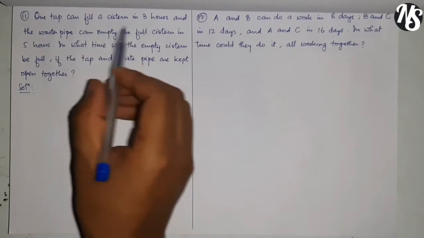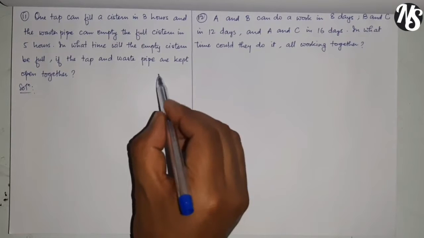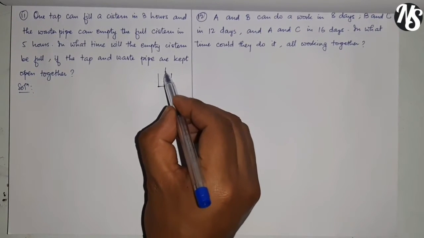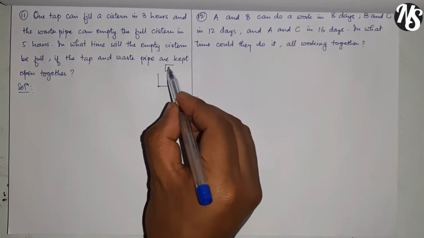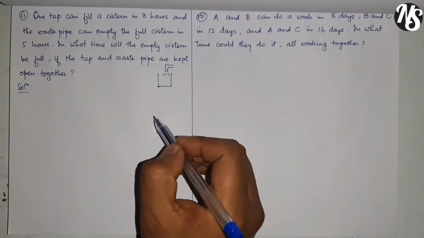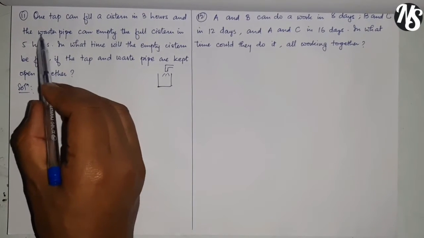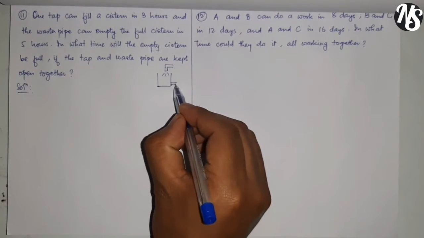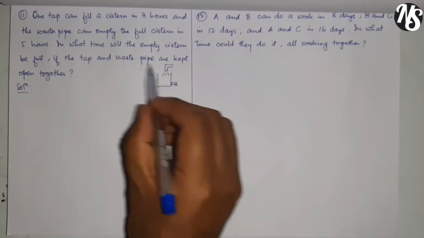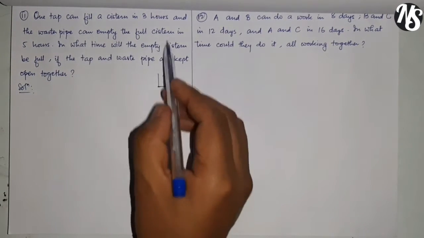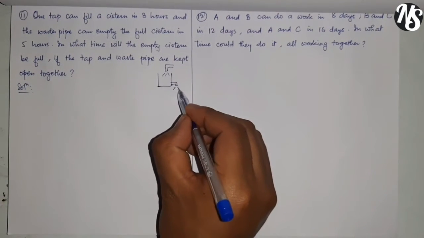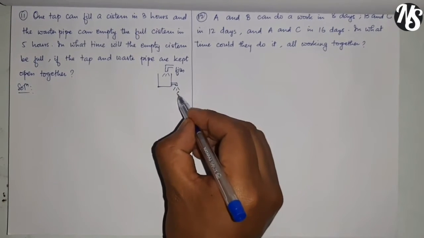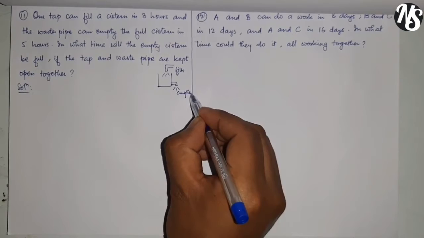So there is a cistern. Cistern is a tank. There's a tap which fills the cistern. And the waste pipe can empty the full cistern in 5 hours. So this fills, and this empties the tank.